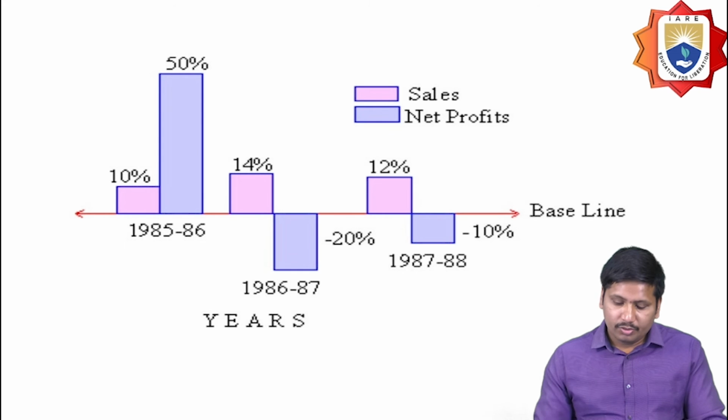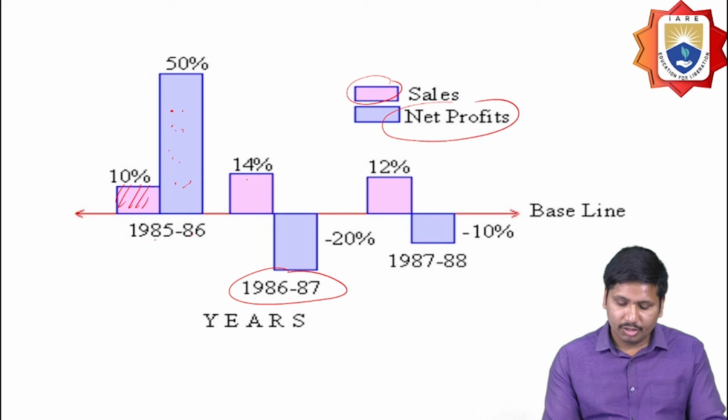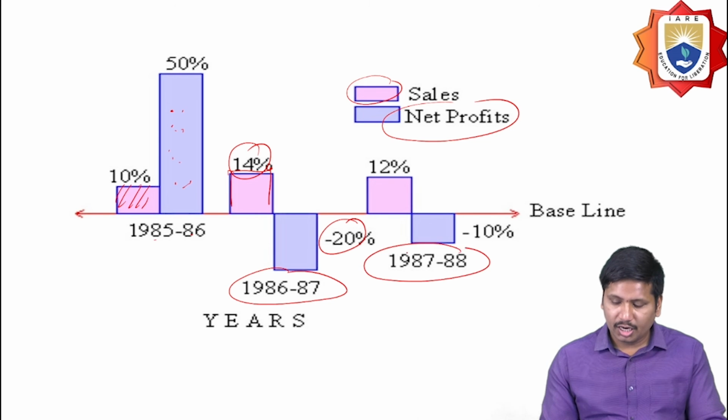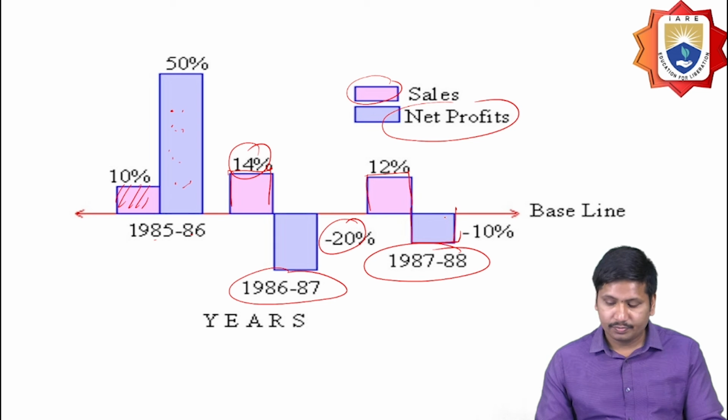This is another example, the percentage of sales and percentage of net profits I want to represent for 1985 to 86. Then in 1986 to 87, sales are increasing 14%, but net profits are decreasing, minus 20%. Similarly, 1987 to 88, sales are obtaining 12% and profit minus 10%. That's why I'm drawing in the downward direction.